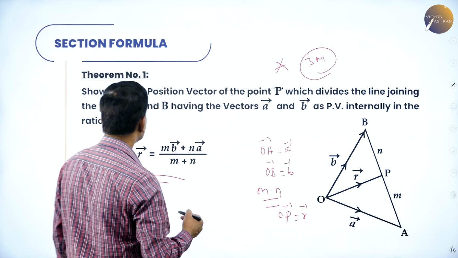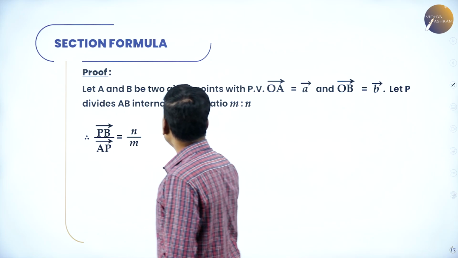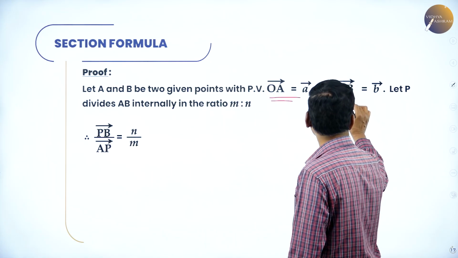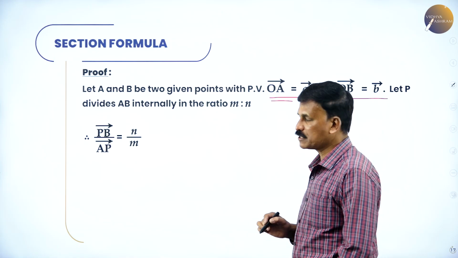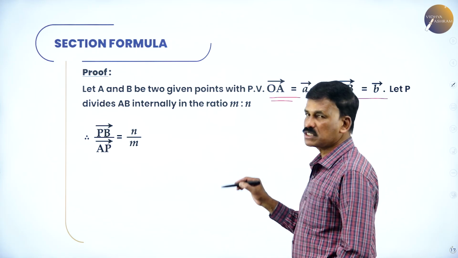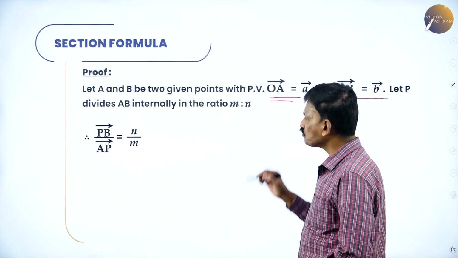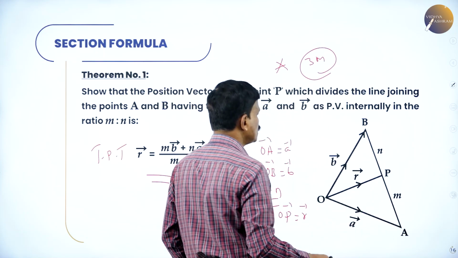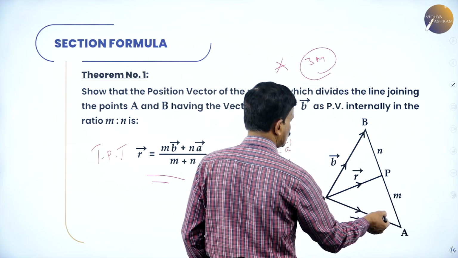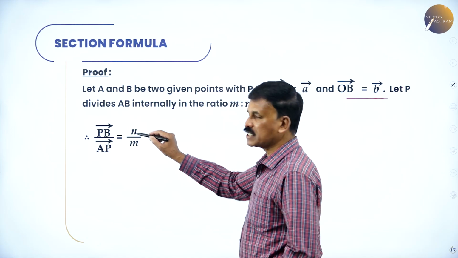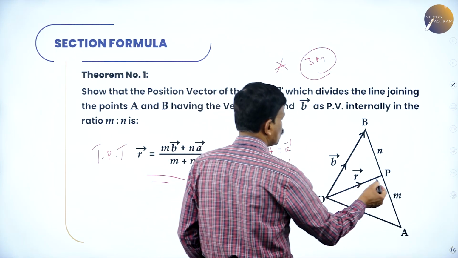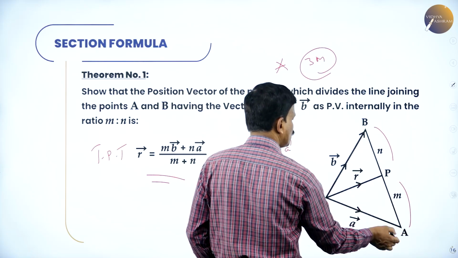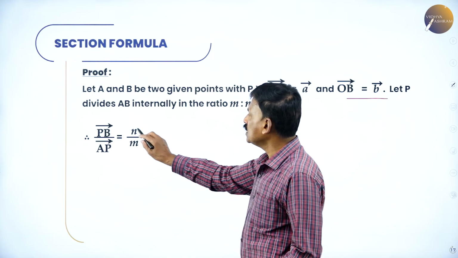This is the construction part. Let A and B be any two given points with position vectors OA equal to vector A and OB equal to vector B. Let P be any point which divides AB internally in the ratio m is to n. Since P divides AB internally in the ratio m is to n, we can write PB divided by AP, this distance divided by this distance, is equal to n by m.